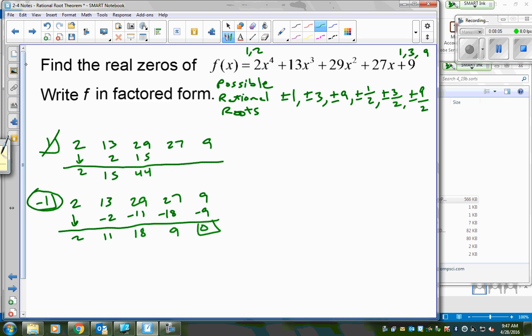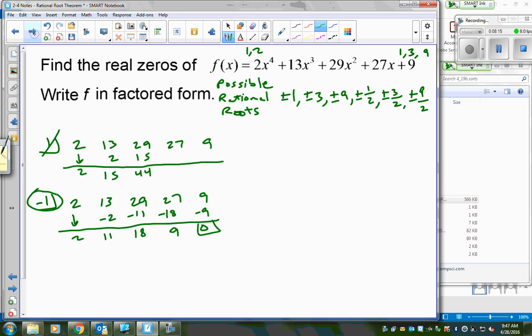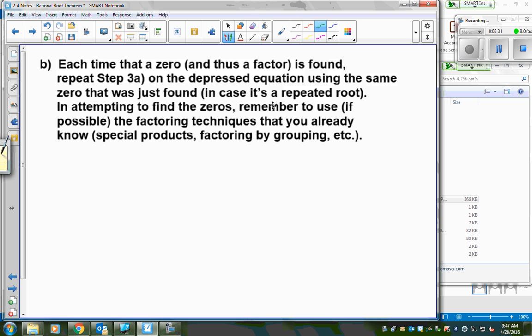Now, let me go back and read the last step, 3b. It says each time that a 0 in this factor is found, repeat the previous step on the depressed equation. So we successfully divided. This is our depressed equation. By the way, what is this? This is 2x to the power of what? Right? Because it's originally degree 4, so our answer is degree 3 now. And what it says is, try that same root again on the depressed equation because it might work again.